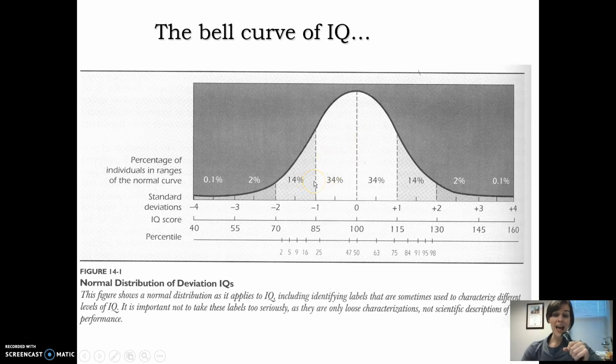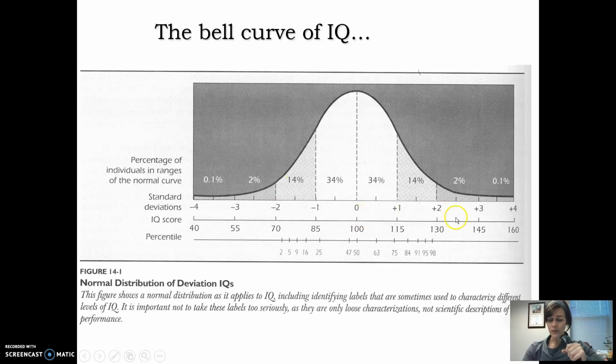Now, when we add more, about 95% of the population are actually going to fall within 2 standard deviations of the mean. So 30 points. In this particular case, a good chunk of people will fall between 100 and 130. And then another chunk will fall between 100 and 70. So 95% of people are going to fall between 70 and 130.